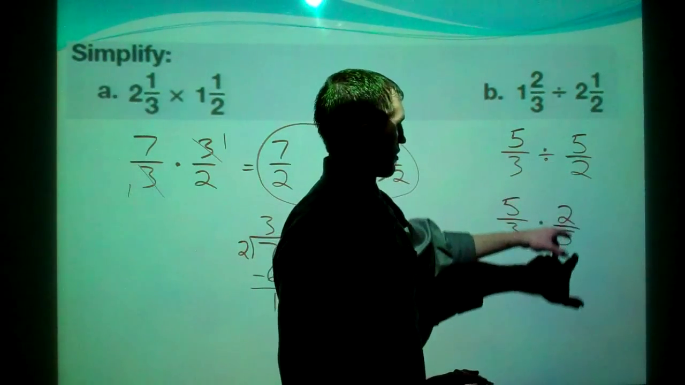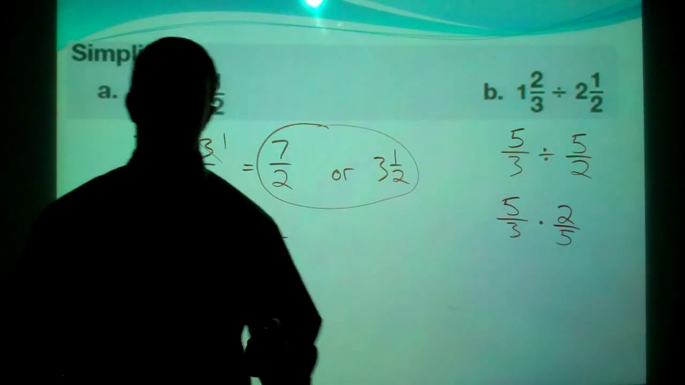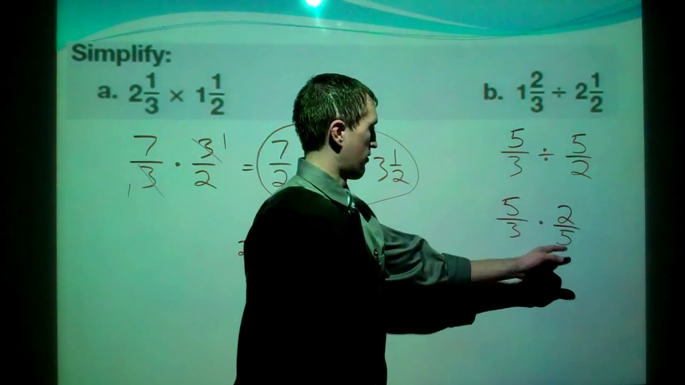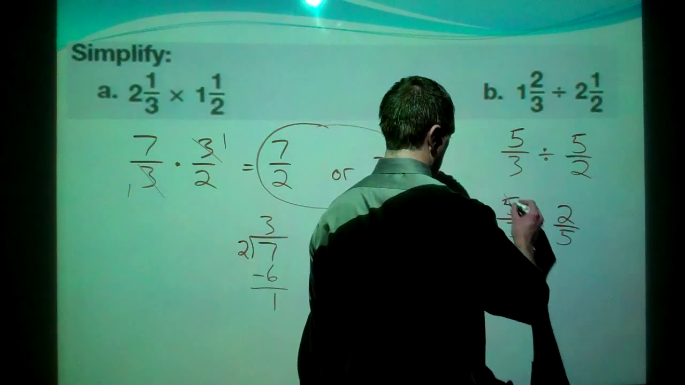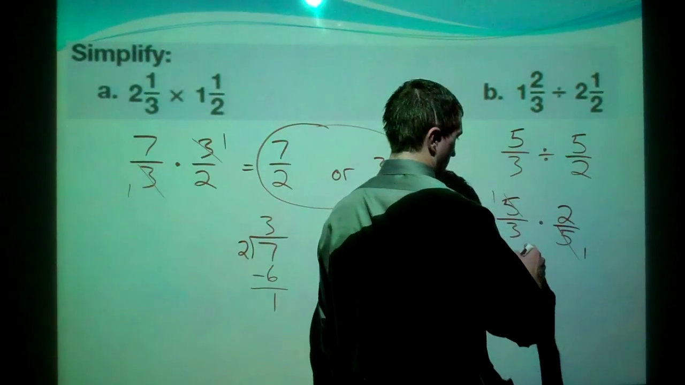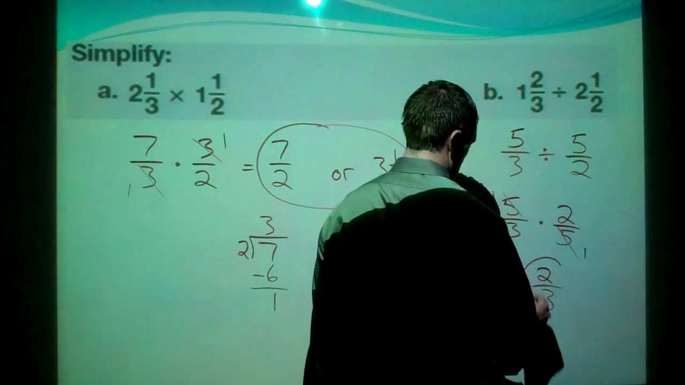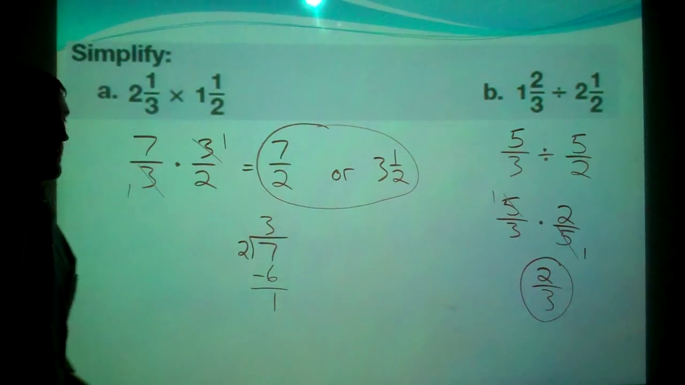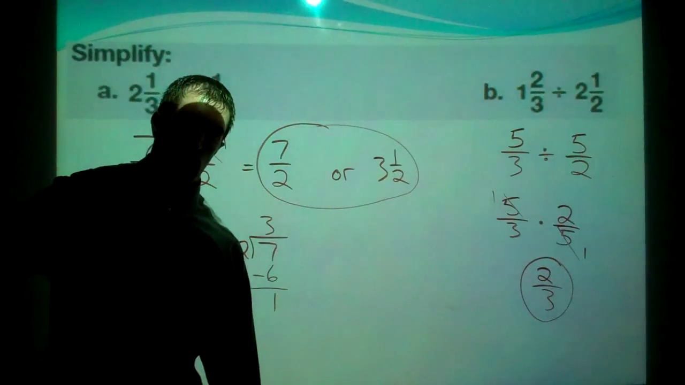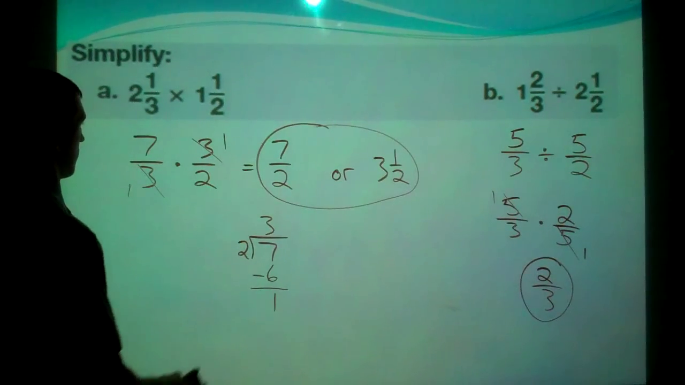So 5 went to the denominator, 2 went to the numerator, we flipped it, and that's the reciprocal of it. And now we can do our multiplying. So the 5 and 5 diagonals will cancel out here. 1 times 2 and 3 times 1 should get 2/3 for that answer right there. So dividing with mixed numbers has one extra step. Alright, let's move on here.